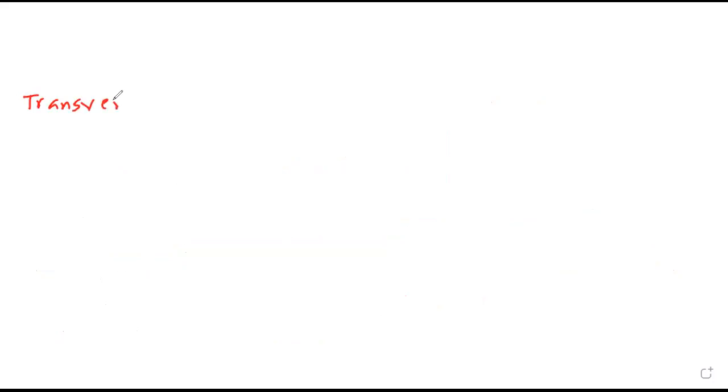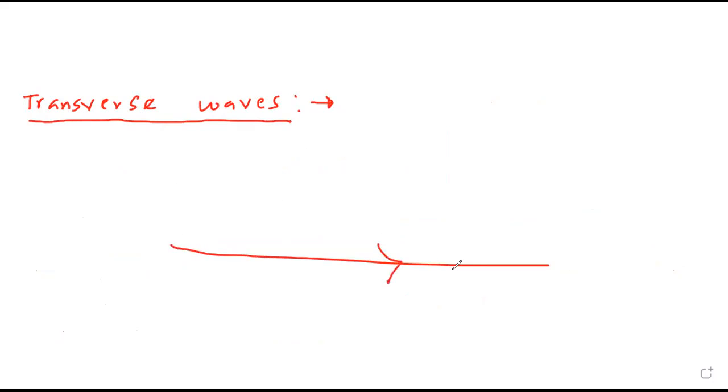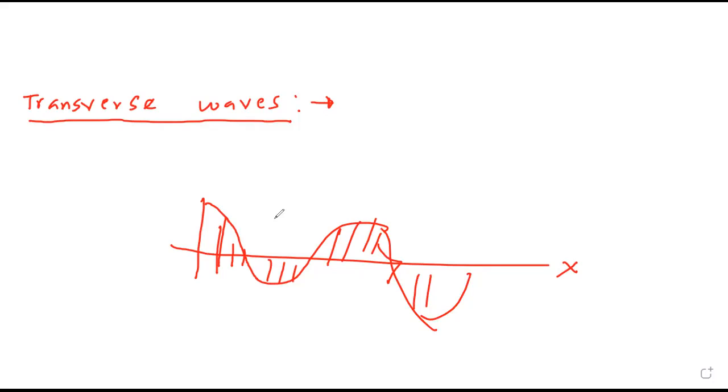So whenever it is a wave, one formula we got: V is N lambda. There can be different formulas for velocity, but in general for any wave it is N lambda. Transverse wave: transverse means perpendicular. If the wave is traveling on the horizontal, that means the x-axis, and particles are vibrating perpendicular to the direction of propagation, then these waves are called transverse waves.